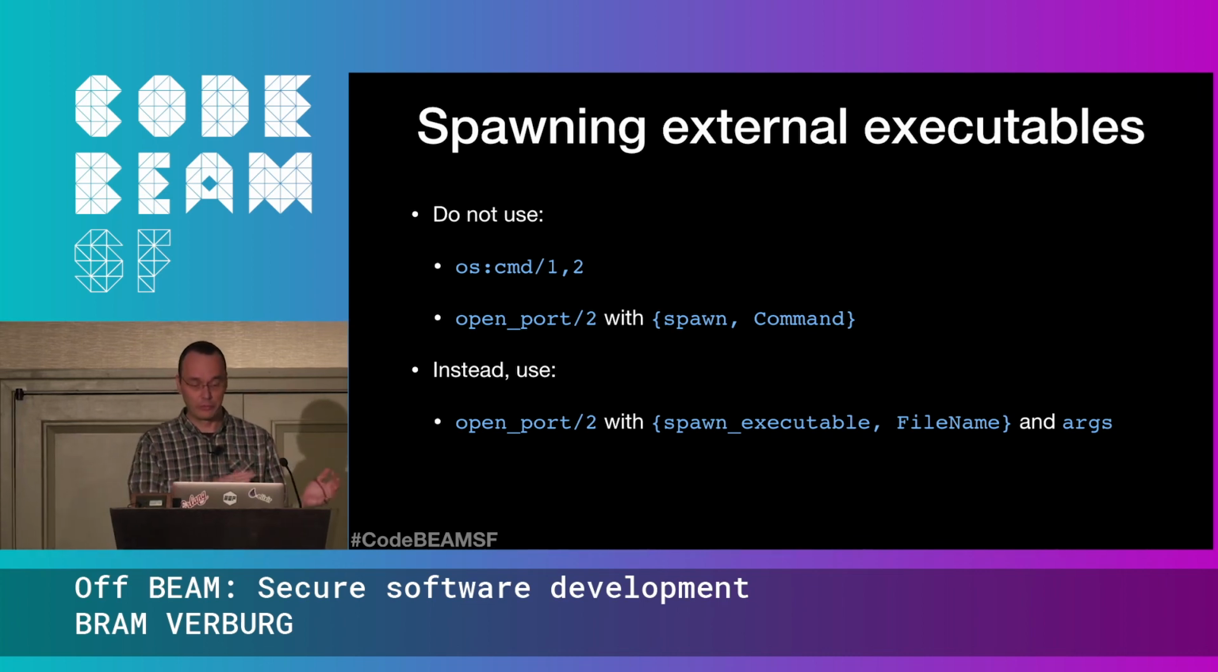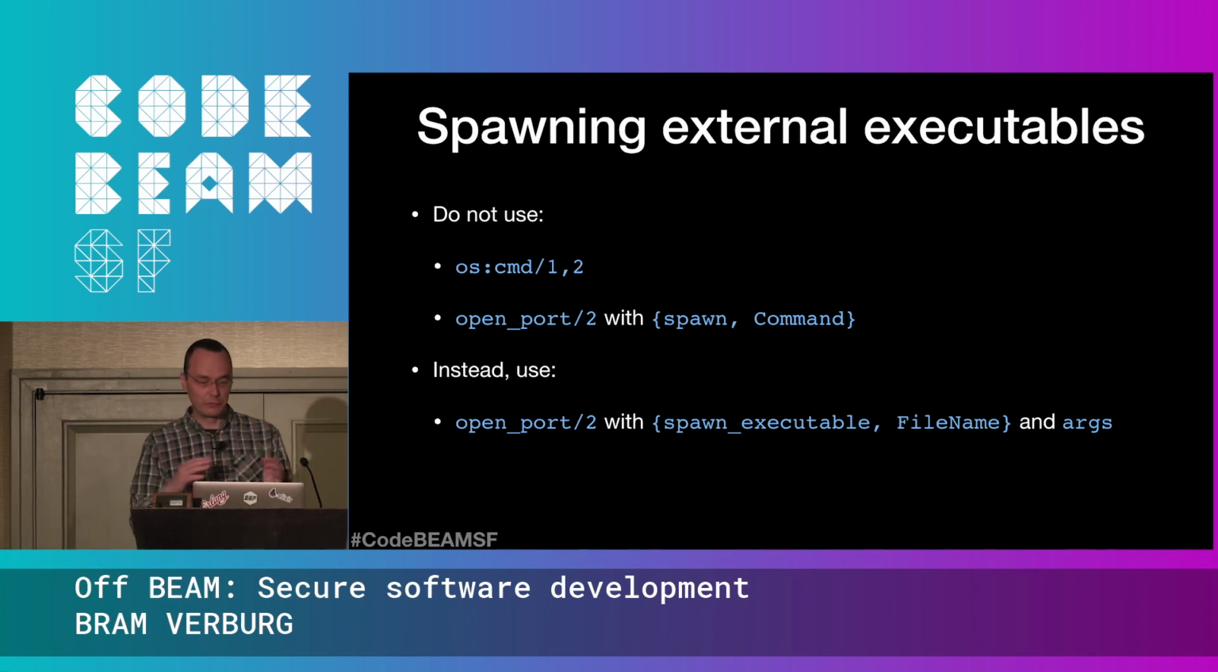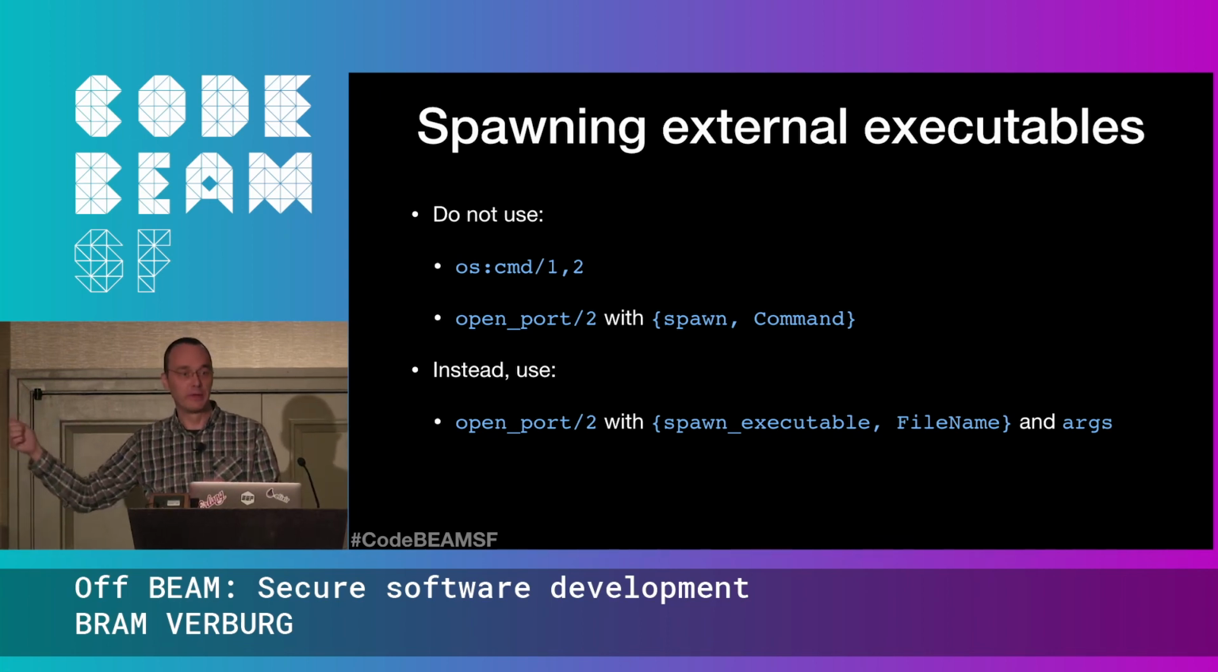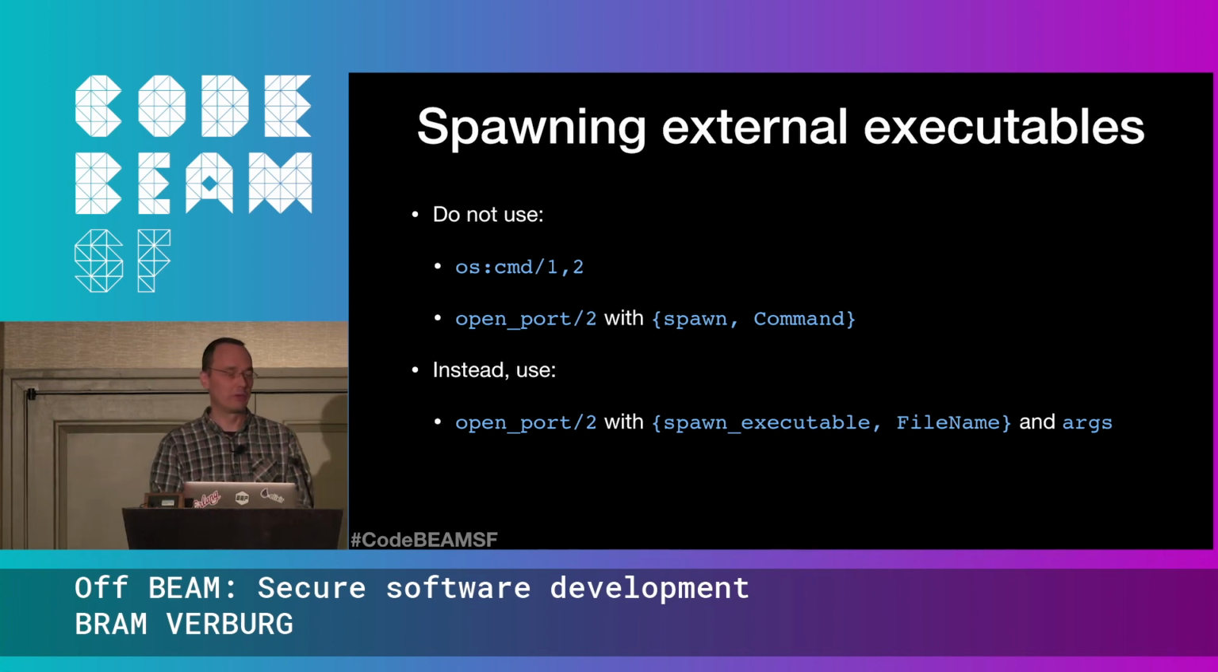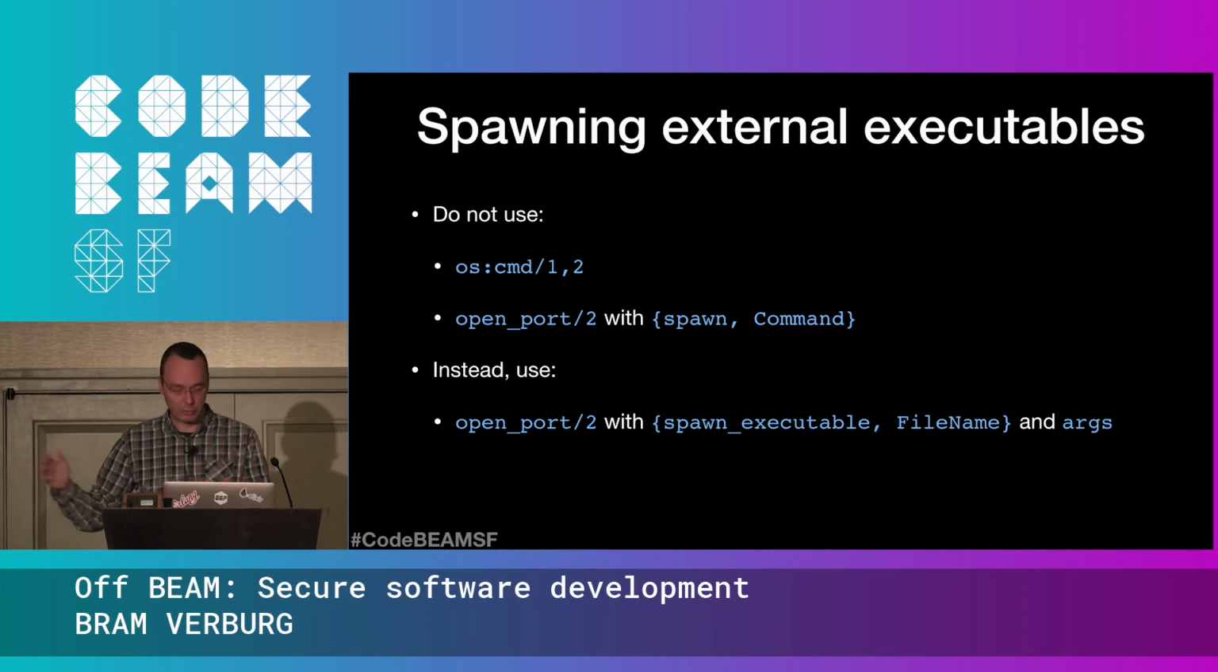open_port comes in two flavors. There's the flavor that spawns a command, the same way os:cmd does. But there's also spawn_executable. And the difference is crucial here. The first two, os:cmd and open_port with spawn, will basically spawn a shell and pass the whole command to the shell. And the shell will then interpret that command to see which is the executable, where are the arguments. And the shell can do all sorts of interpolations or other processing of that command. And it's very difficult, again, in code to detect these kinds of injection attacks.